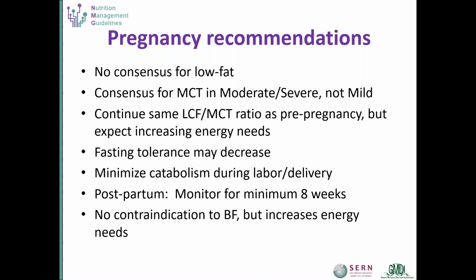Fasting tolerance may decrease the farther along into pregnancy the woman is. We want to minimize catabolism during labor and delivery and monitor the woman for a minimum of 8 weeks after delivery, given the higher risk for complications. There isn't a contraindication to breastfeeding, but realize that there will be an increase in energy needs, and so the woman will need to be aware of that.